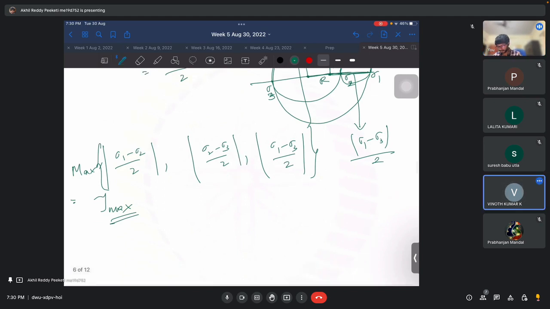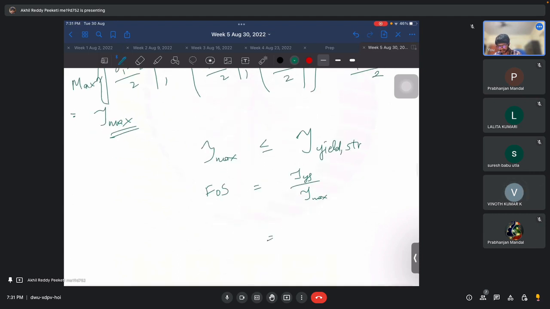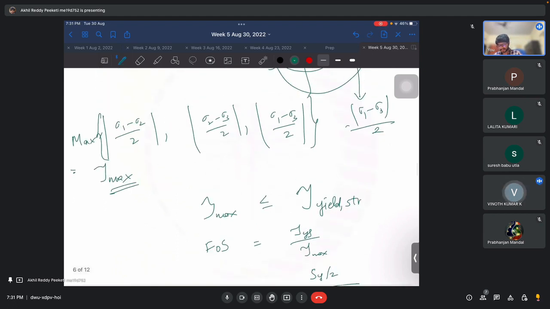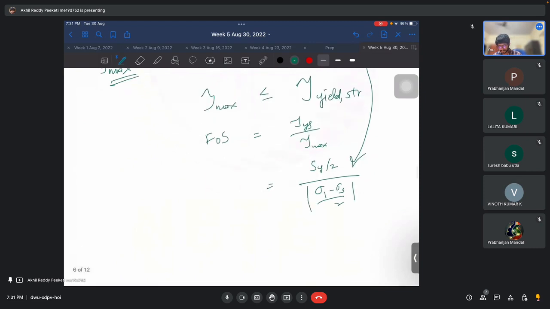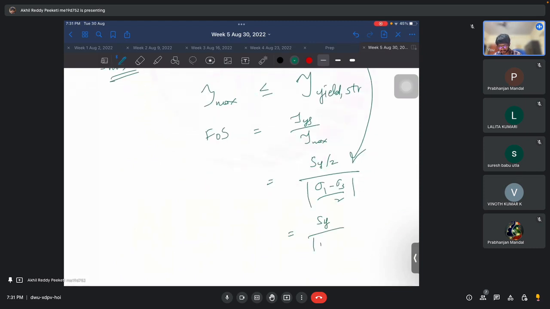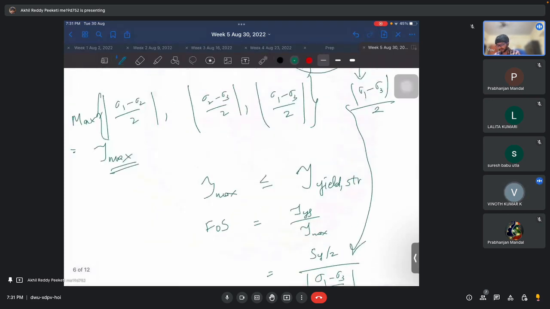Okay. Now this maximum shear stress should be less than or equal to the shear yield strength. Now if you write the factor of safety in this case, that would be tau yield strength by tau max, and tau yield strength is tensile yield strength by 2, and tau max, let's say in this case, if you put sigma 1 minus sigma 3 by 2, okay. So this would be Sy by sigma 1 minus sigma 3. So this is the case only when this happens, but usually you should look at the maximum of these three, okay.